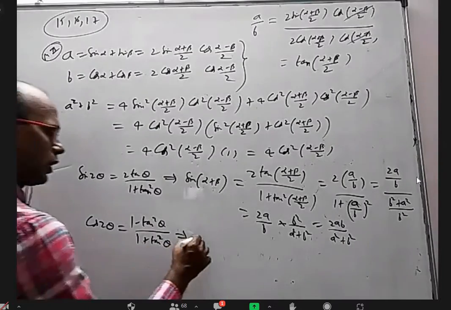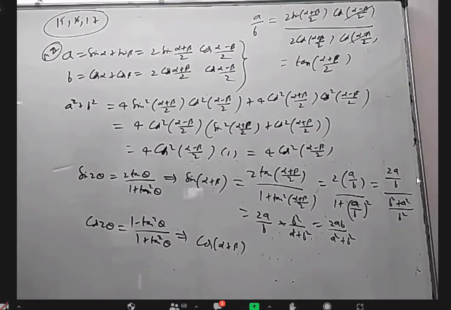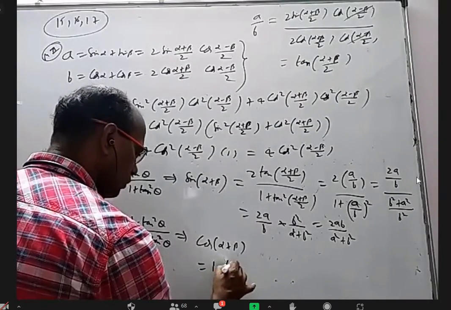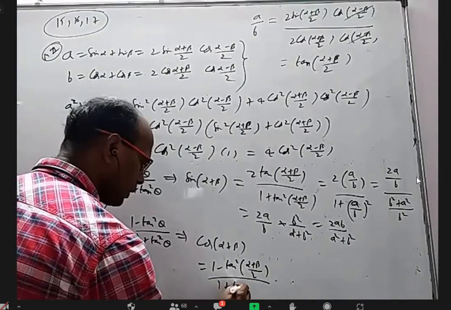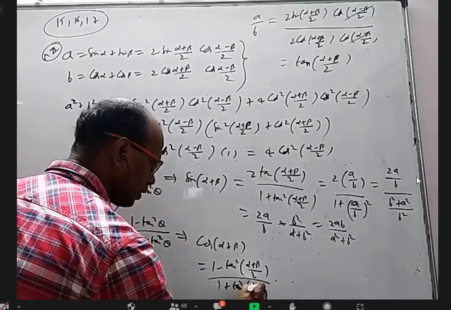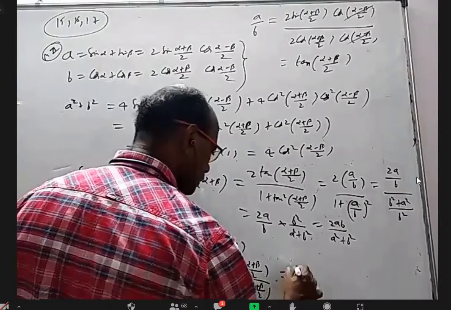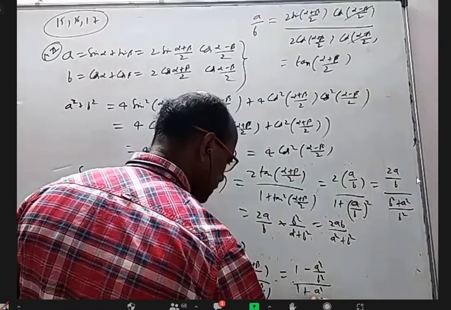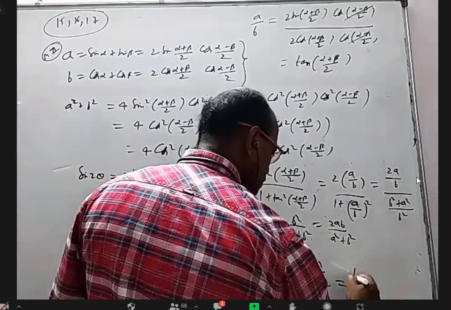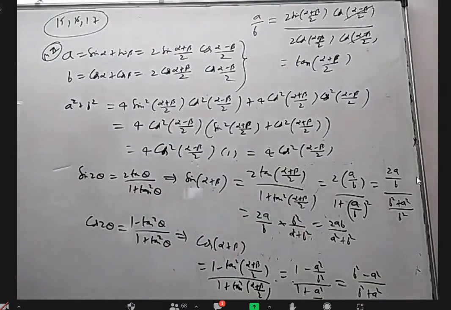Next, cos 2 theta, that formula is (1 minus tan square theta) by (1 plus tan square theta). Based on that, cos alpha plus beta can be written as (1 minus tan square of alpha plus beta by 2) by (1 plus tan square of alpha plus beta by 2). And that tan square alpha plus beta by 2 is a by b. So 1 minus a square by b square, 1 plus a square by b square, which is (b square minus a square) by (b square plus a square). The b square will cancel.